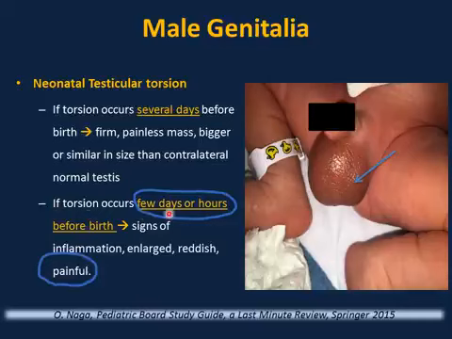If torsion occurs a few days or hours before birth, in this case you will have signs of inflammation: enlarged, reddish, and painful. Any infant or newborn with neonatal testicular torsion, you have to consult a pediatric urologist in person. Do not waste time with imaging studies.